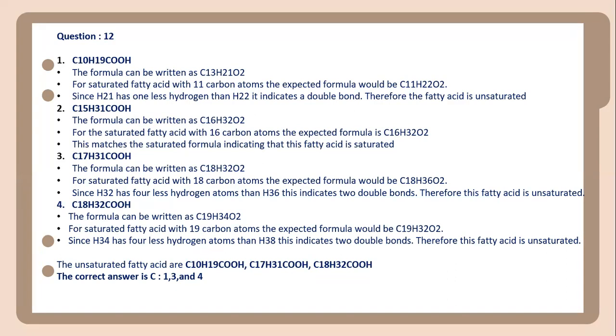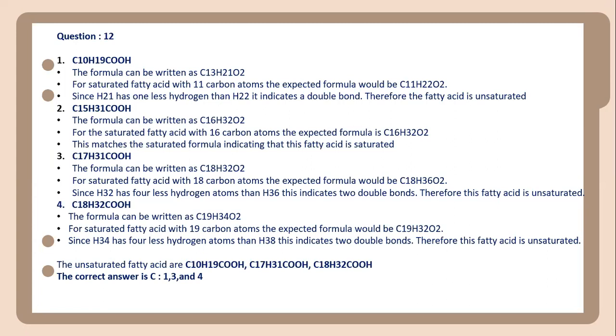therefore the fatty acid is unsaturated. And 3, why is it correct? Because the formula can be written as C18H32O2. For a saturated fatty acid with 18 carbon atoms, the expected formula would be C18H36O2. And since H32 has 4 less hydrogen atoms than H36, this indicates 2 double bonds. Therefore, this fatty acid is unsaturated.